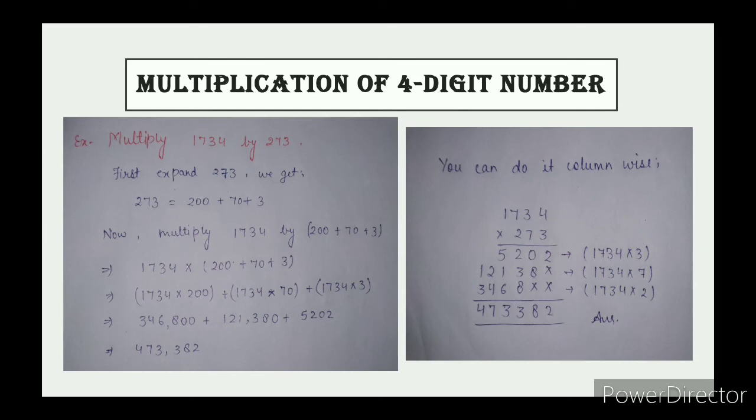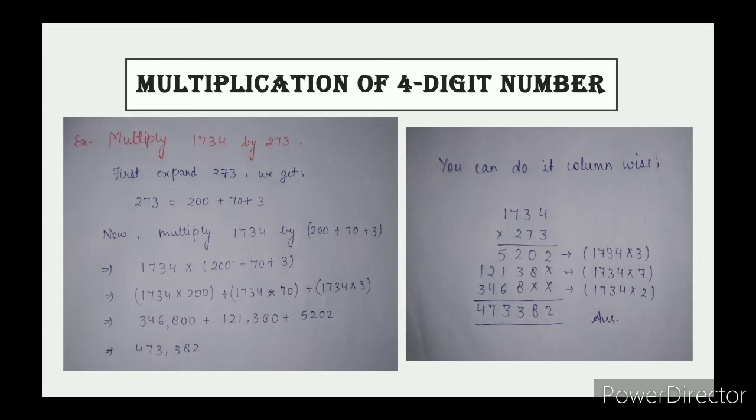Now, multiplication of a 4-digit number. So let's take an example. Multiply 1734 by 273. Here also we have to first expand 273. We get 200 plus 70 plus 3. Now multiply 1734 by 200 plus 70 plus 3.